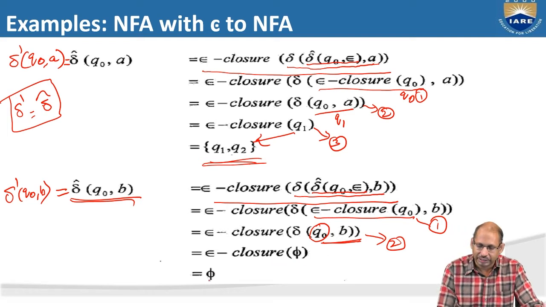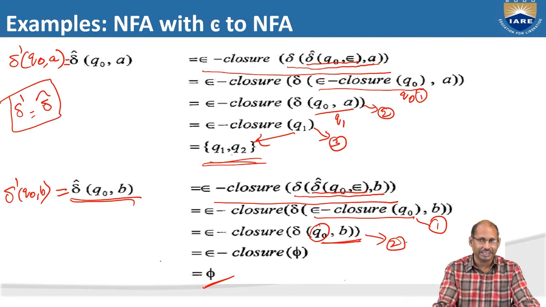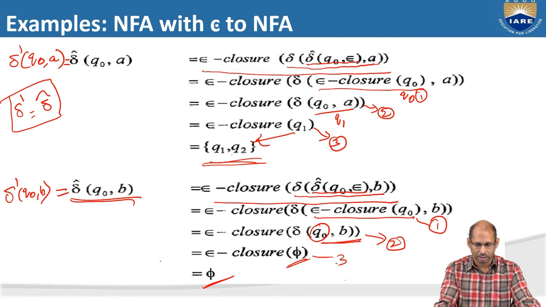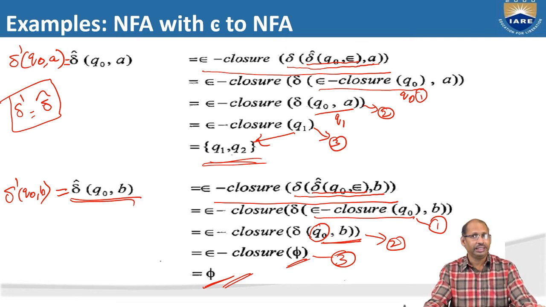Epsilon closure of phi is simply phi. Right? Epsilon closure of Q0 on B is the second step, which results in phi. Q0 on B, epsilon closure of phi is simply phi. This is the third step. This is the final result. Now, we found the transitions of Q0 on A and B.